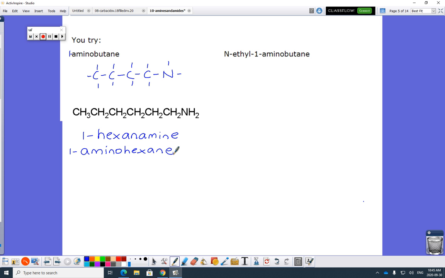And then for N-ethyl 1-aminobutane, I'm going to do it backwards, okay? So I'm going to draw the butane first. I'm going to put the N over here. Ethyl. Done. Yeah, you don't have to, just because of the shape.